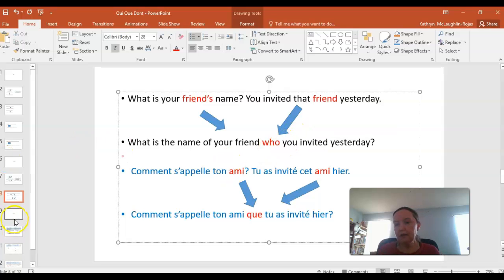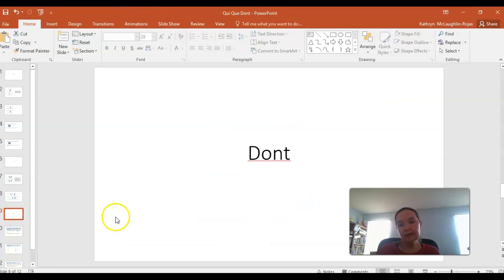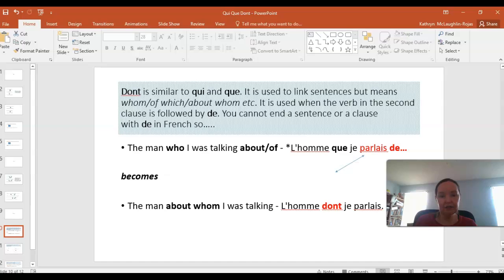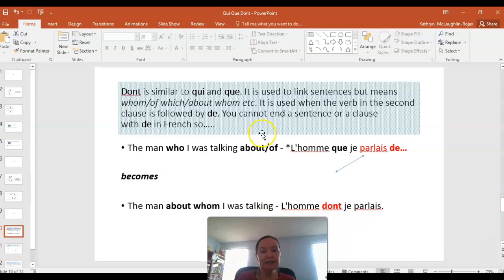Okay. And finally, the last of these that we'll look at is le pronom relatif dont. All right, dont is similar to qui and que. It's used to link sentences but means whom, of which, about whom, and these are forms we don't even use very much in spoken English anymore. I think these forms are basically dropping out of usage. They're becoming less common. They sound more formal, and when we speak informally with friends and family, we just don't tend to use whom very much these days anymore.